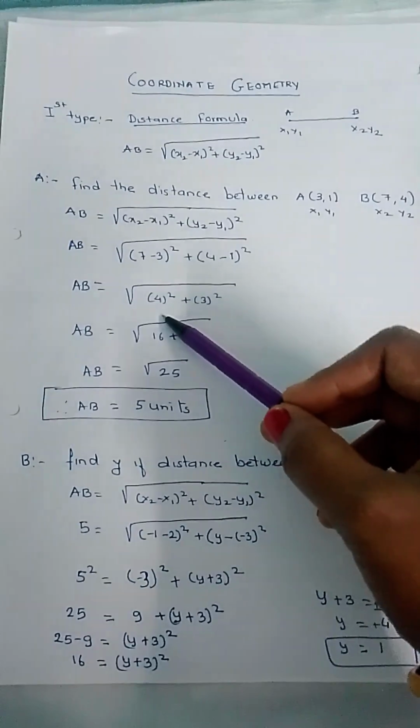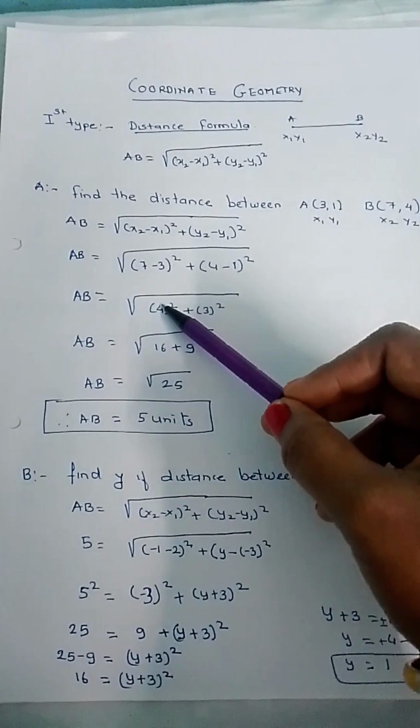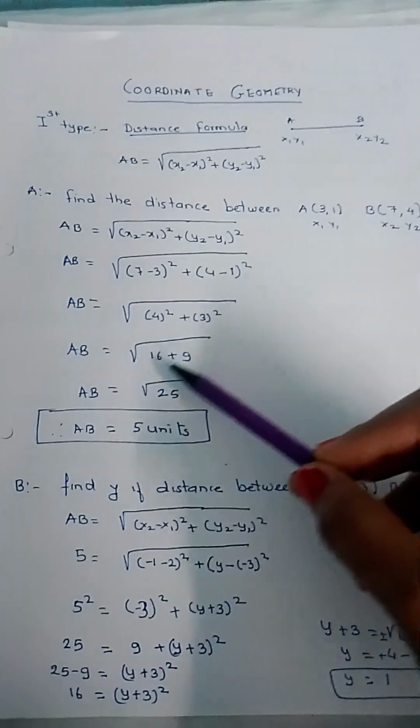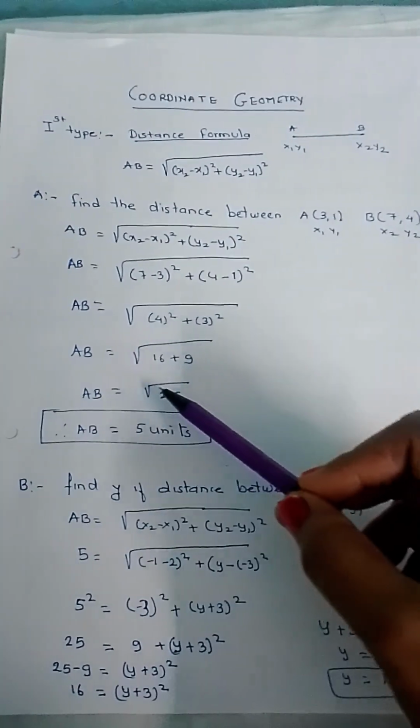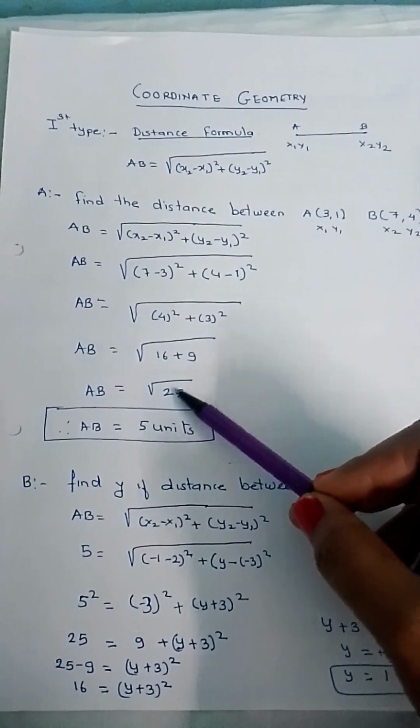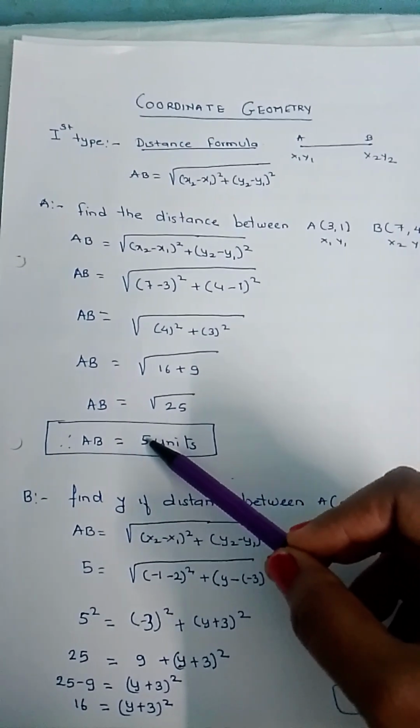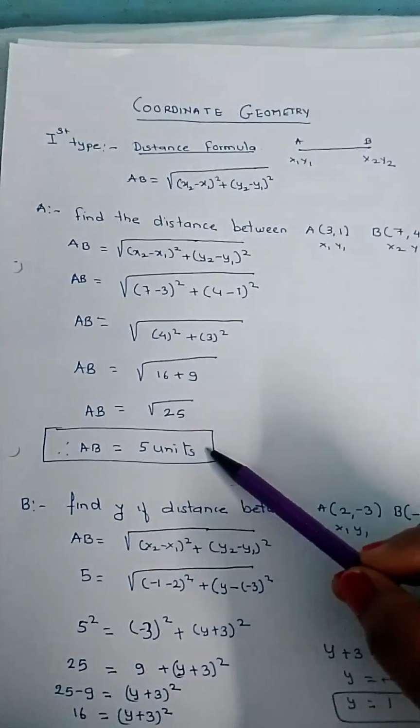Subtract the values and find the square of both. After adding both you get the answer. Take the root of the answer, that is 25, you get 5. You have to write the final answer in units.